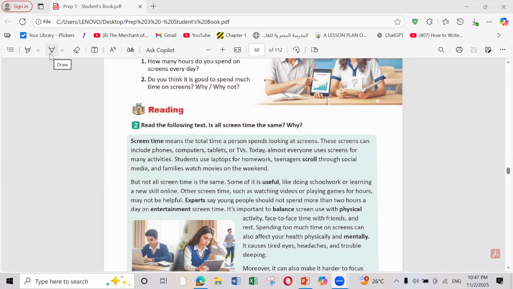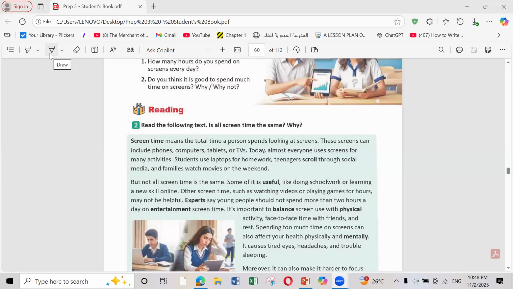Let's read together. Screen time means the total time a person spends looking at screens. These screens can include phones, computers, tablets, or TVs. Today, almost everyone uses screens for many activities. Students use laptops for homework. Teenagers scroll through social media, and families watch movies on the weekend.